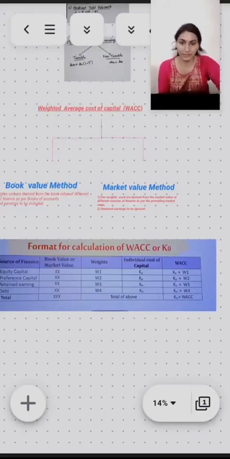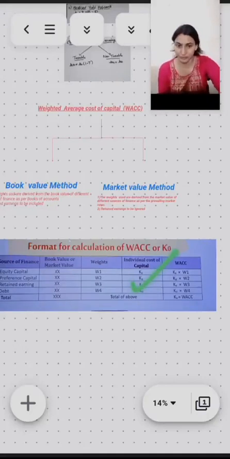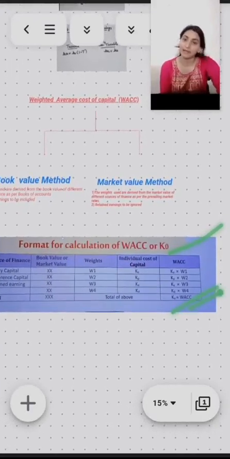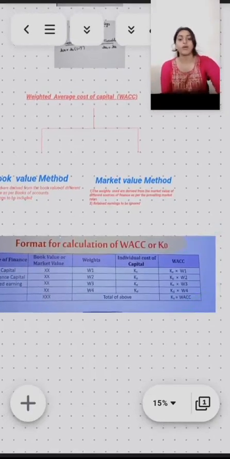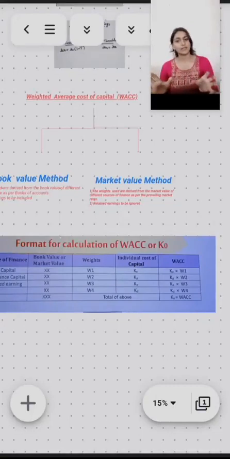Next is the individual cost of capital. Whatever formulas we saw, the rate we get from those formulas is what we have to write here. When you multiply this cost of capital by the weights, we get the weighted average cost of capital, that is WACC. So let's solve one problem in both the market value as well as the book value methods.